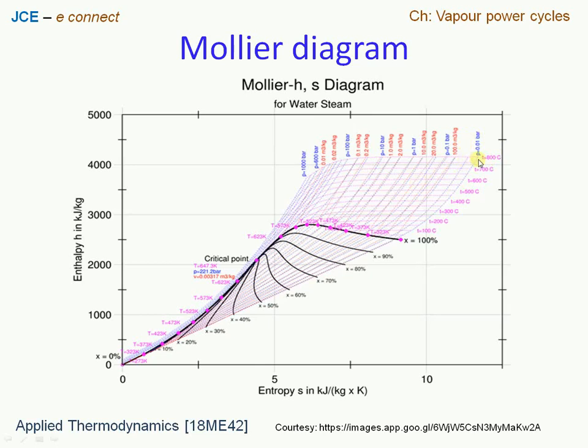Therefore we see that the pressure is varying from 0.01 bar all the way up to 1000 bar. Likewise, the dotted red curves indicate the specific volume, which we can see here, and these dotted red curves pass through the saturation dome and then proceed way outside the dome, into the superheated region.